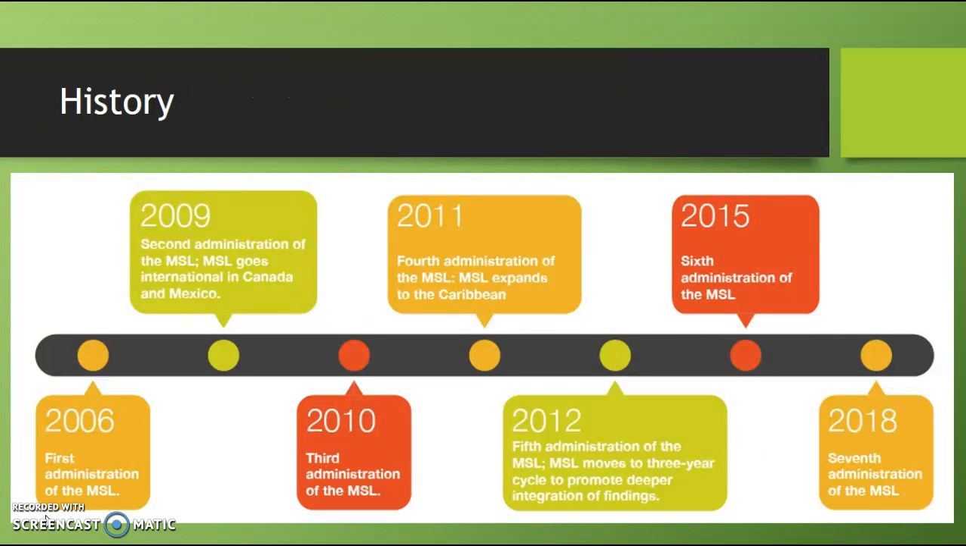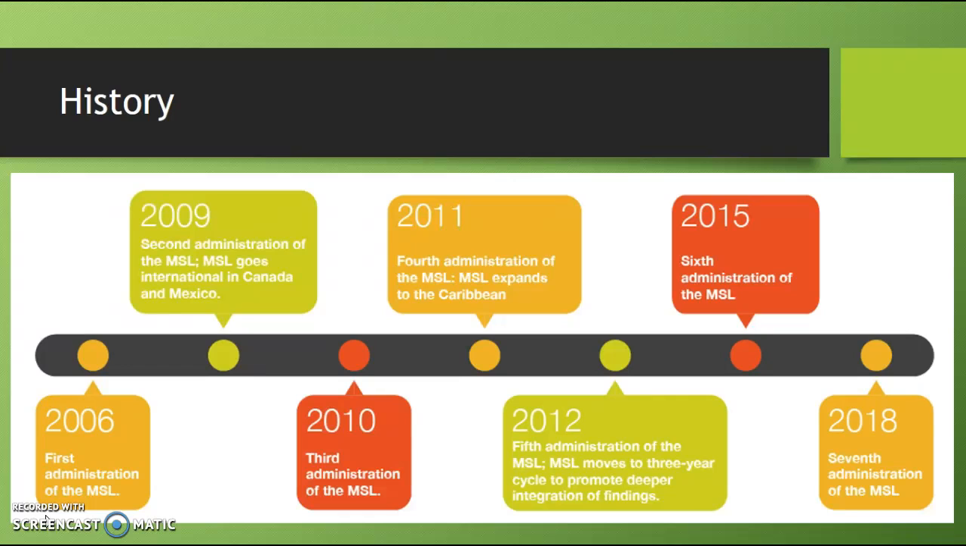So first, a bit of the history. The MSL started in 2006 with 52 schools and over 60,000 participating students. They then ran it a second time in 2009 and annually thereafter until 2012. At that point, they decided that they would go into a 3-year cycle and only offer it every 3 years. So they offered it again in 2015 and will do so the next time in 2018, and they're currently signing up schools to participate in that round.